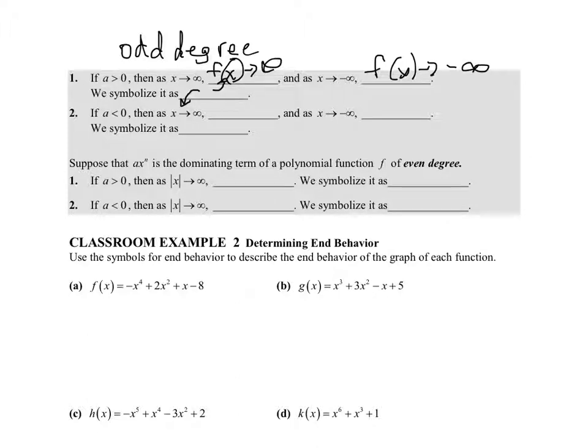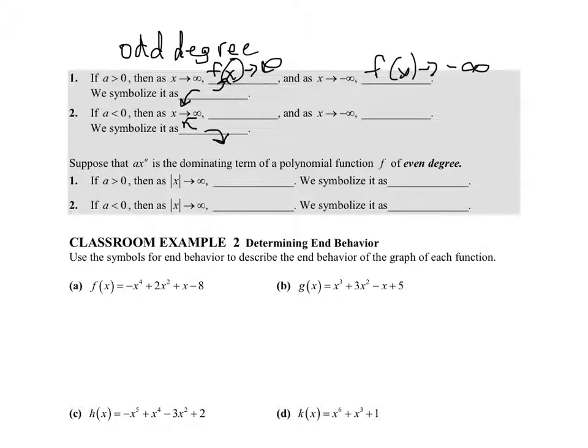Now, if a is less than zero, if that coefficient on the first term when it's in descending order is a negative number, what that means is instead of increasing across the whole graph, it's been reflected over the x-axis, which means it's now going up on the left and down on the right. And I won't even make you fill in the symbols on the first part of these. You just need to get what the end behavior looks like symbolically.